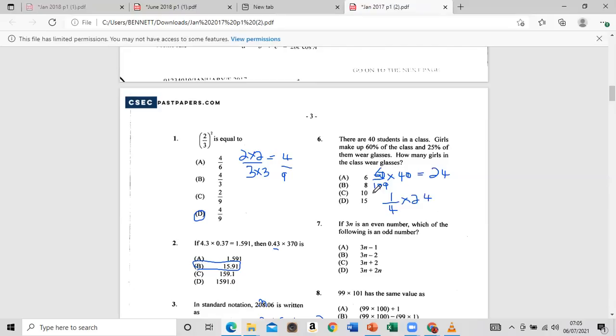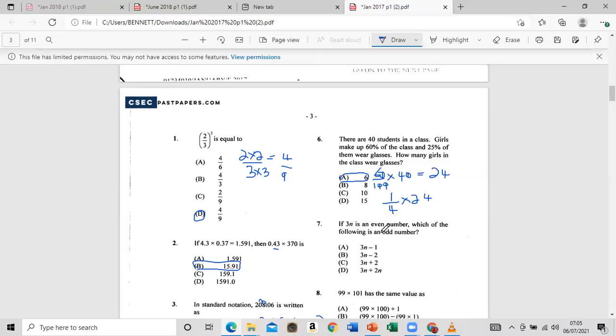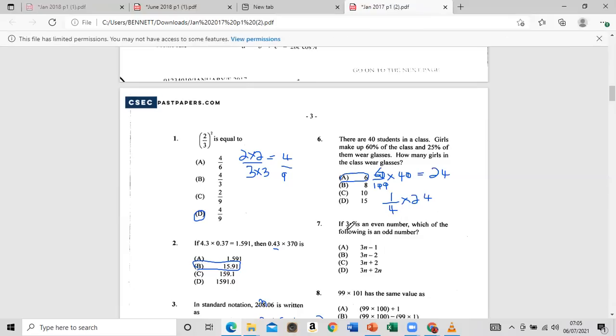So that works out to 6. As I said, I've done this many times. Nevertheless, some of you are probably joining for the first time, and I'm mindful of that. If 3n is an even number, which of the following is odd? Now we have odd, even. So from subtract 1 or add 1, that would be odd rather.